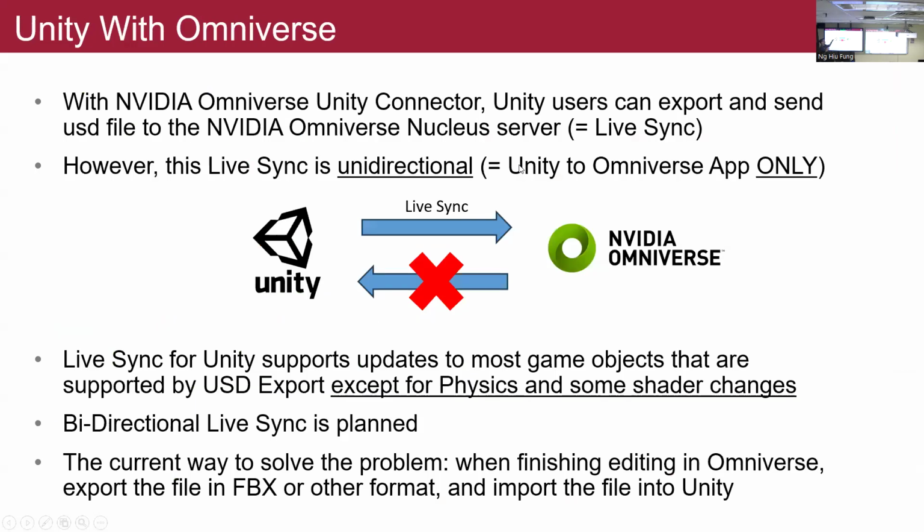Right now, Unity cannot produce the live sync. That means if you create or modify something, you can sync and upload it to Omniverse, but you cannot download. For example, if someone using 3D Studio Max or Maya or other tools has created a job here, you cannot download their work back. It's useless. It's a management tool.